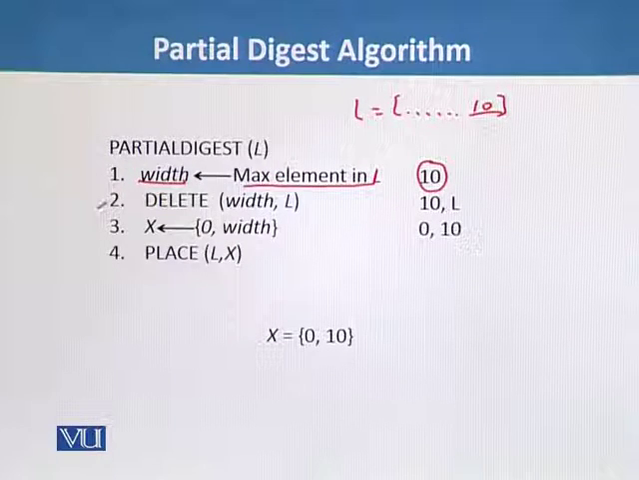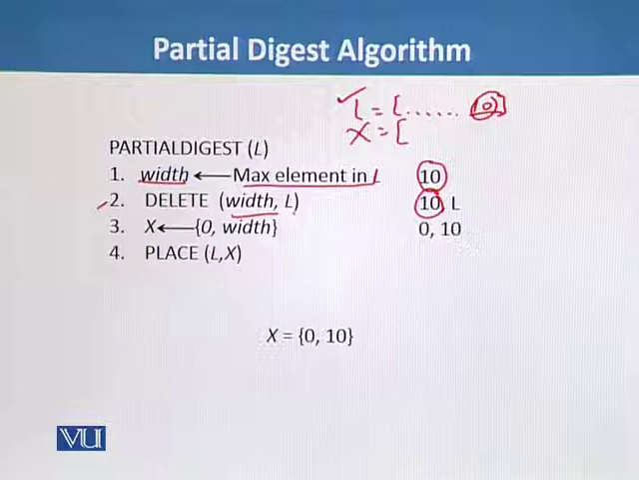Now second step is delete width from L. So we have deleted 10 from this L. Now we have put this value of width in X, and we have already decided that the 0 is X1, so that's why we have already 0 in the X, and the second value will be the width, that is the maximum value in the L. So now we have calculated two values in the X, 0 and 10.